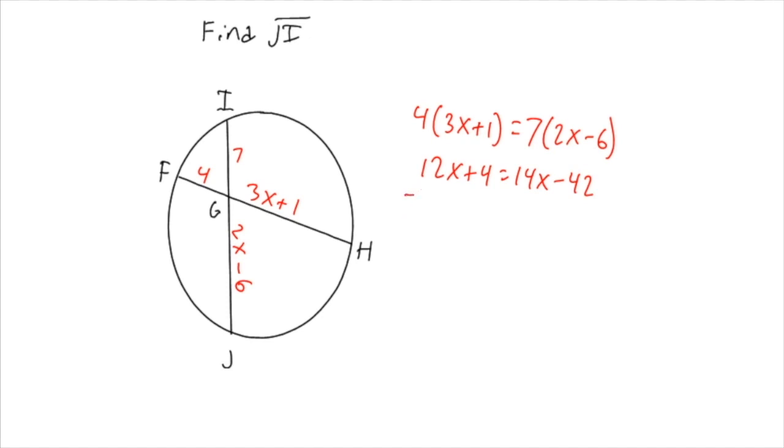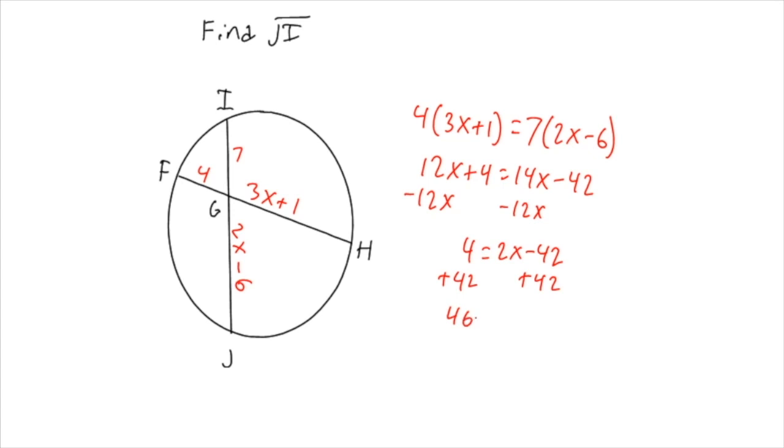Get the x's together first, subtract 12x from both sides. That'll give you 4 equals 2x minus 42. So then add 42 to both sides, which will give you 46 equals 2x. Divide both sides by 2, and that'll give you x equals 23. And I asked you to find GI.